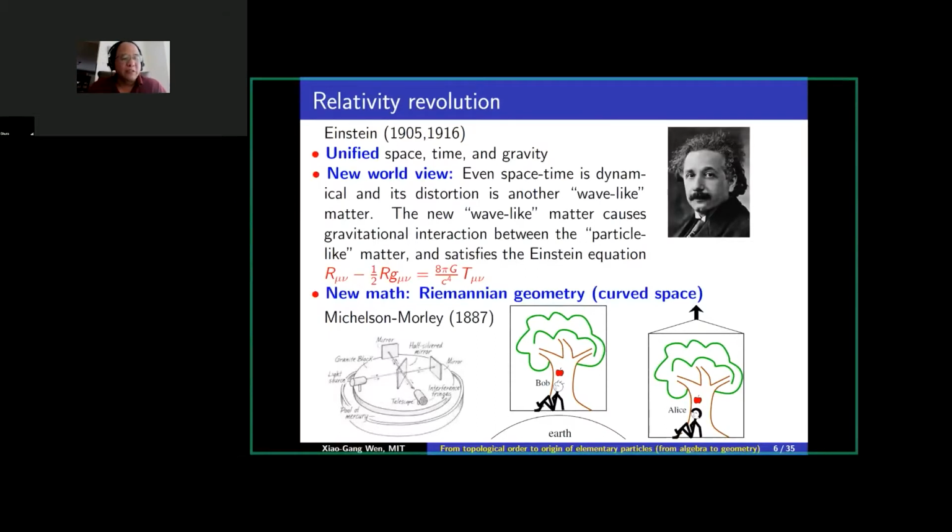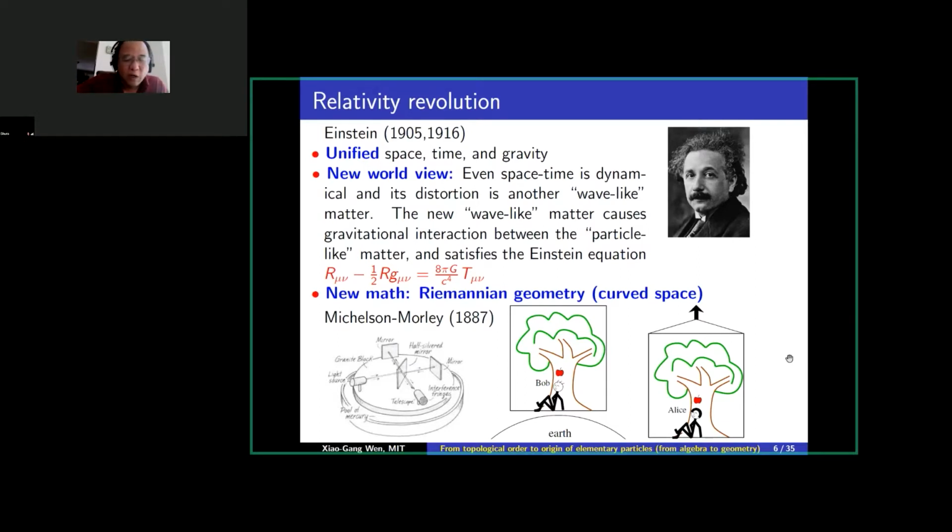The third revolution, I call the relativity revolution, where space, time, and gravity are unified. We can view this relativity revolution as the discovery of another wave-like matter, which is the gravitational wave, which corresponds to the deformation of space itself. So in addition to the particle-like matter of Newton and the wave-like matter of Maxwell, we have a second wave-like matter, the gravitational wave. And it satisfies a different wave equation, Einstein's equation. The new mathematics involved is Riemannian geometry.